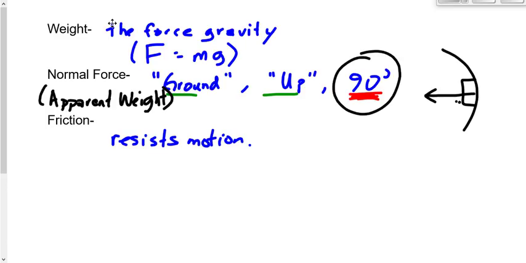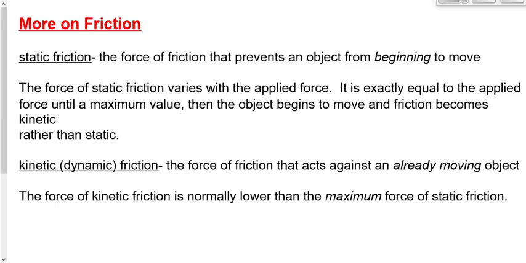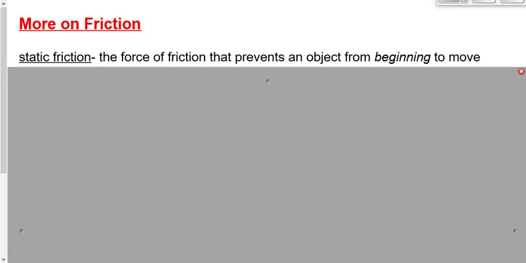Now, we're going to talk, as I say, a lot more about friction today. In fact, we're going to classify friction as one of two types. There's static friction. The force of static friction is the force of friction that prevents an object from beginning to move. That would be this desk right now that you see in front of me. It's not moving right now. We know by Newton's first law, it's not going to ever move until acted upon by an unbalanced or a net force.